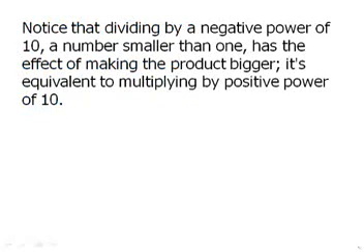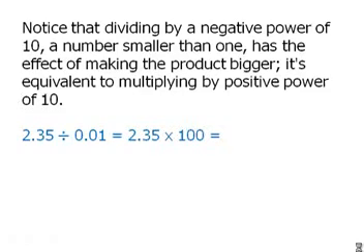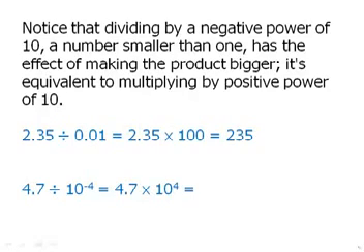Notice that dividing by a negative power of 10, a number smaller than 1, has the same effect of making the product bigger. It is equivalent to multiplying by a positive power of 10. So if I divide by 0.01, divide by a hundredth, that's the same as multiplying by 100. And then I just follow the ordinary rule. If I divide by 10 to the negative 4th, that's the same as multiplying by 10 to the positive 4th. And I follow the ordinary rule.